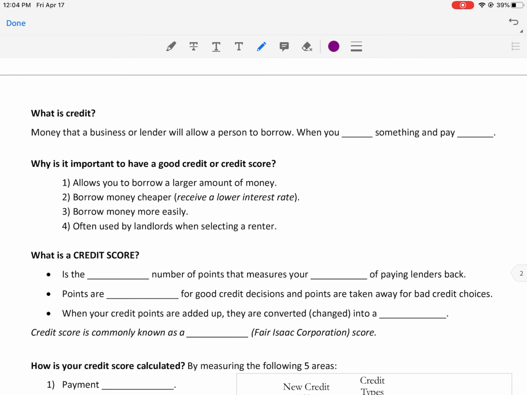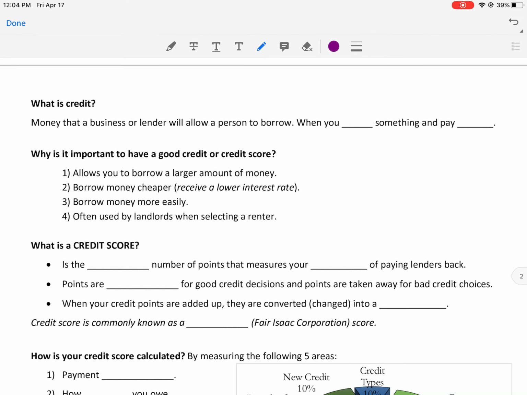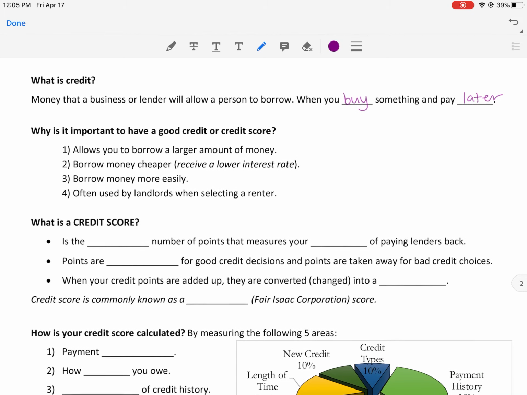Okay, so let's talk about what credit is. Credit is money that a business or lender will allow a person to borrow when you buy something and you pay later. Why is it important to have good credit or a good credit score?